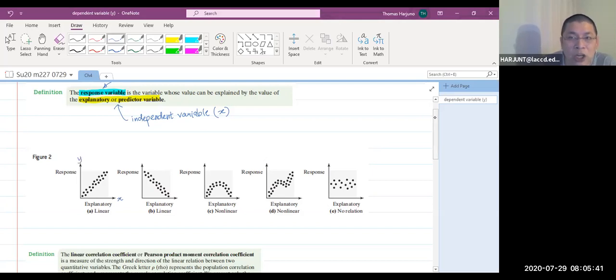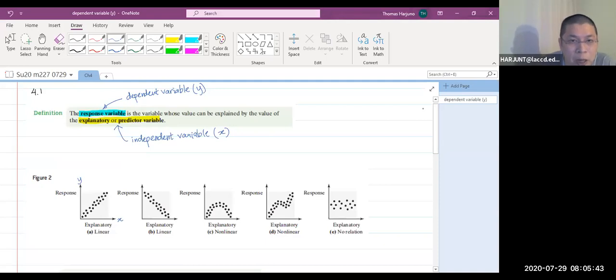Just like what we learned in algebra, independent variable is x, dependent variable is y. Y equals f of x: x is the independent, and y is the dependent. I hope that explains why, when we draw the scatter plot, the explanatory is always the x-axis and the response is always the y-axis.